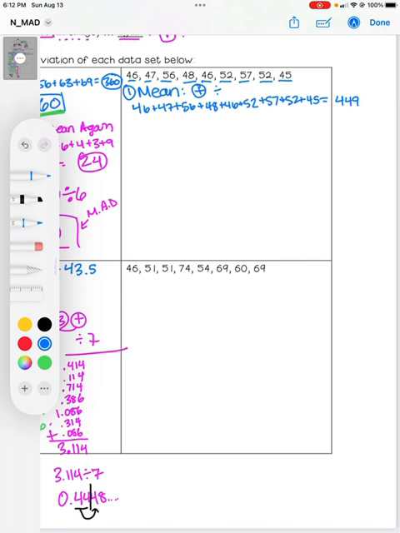So now we're going to take 449, the sum of all of those data points, and we're going to divide by the number of data points we had. That's 1, 2, 3, 4, 5, 6, 7, 8, 9 data points. So we have 449 divided by 9, which is 49.88888. I'm going to change this to a fraction so I don't have to keep rounding. This is 449 over 9.